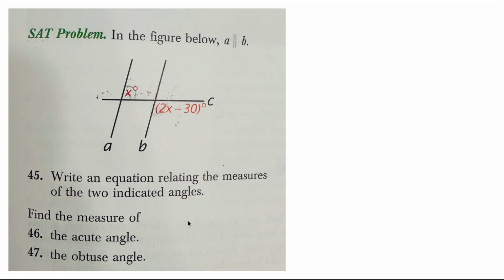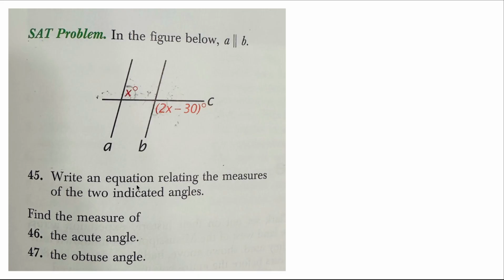Okay, SAT, last 3 questions. So do you see our parallel lines, A and B? And do you see our transversal, C? Now, are these in the same corresponding spot? No, right? X should be right here. Is that correct? Yes, that's the same relationship. And so X and 2x minus 30, if they are a linear pair, right? They add to 180 degrees, okay?